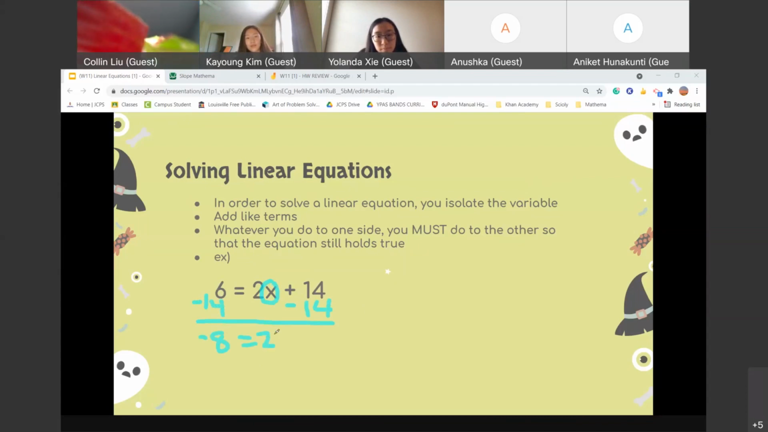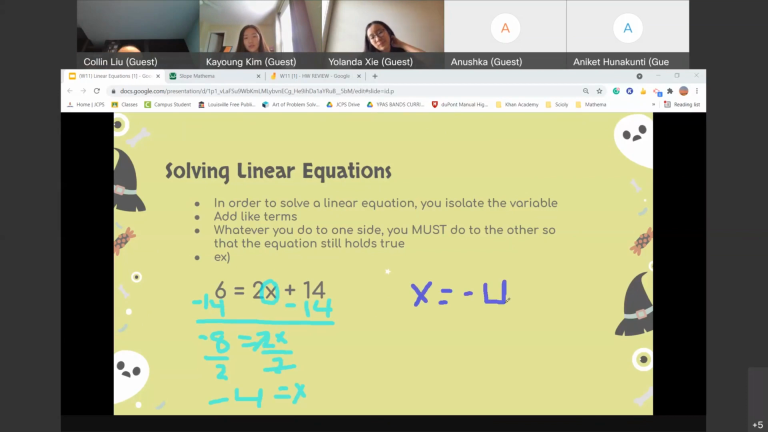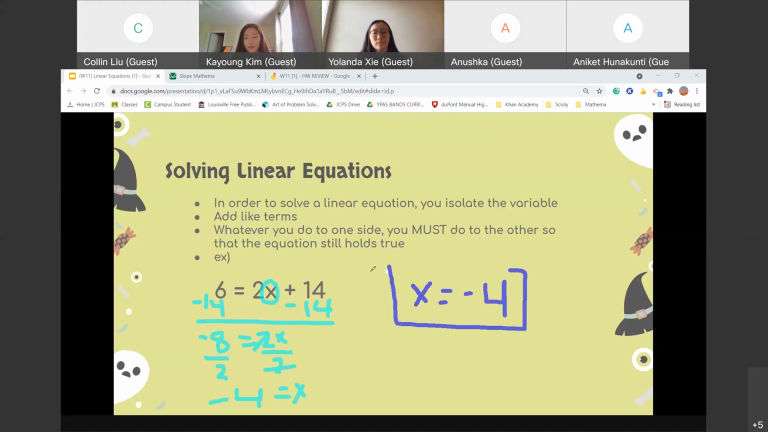Now I just have my lonely 2x over here. To get x only, I have to divide by 2 so that the 2 is gone. And whatever I do to one side, I have to do to the other. So the 2's cancel out, and I'm left with x equals -4. X equals -4. Any questions about this?